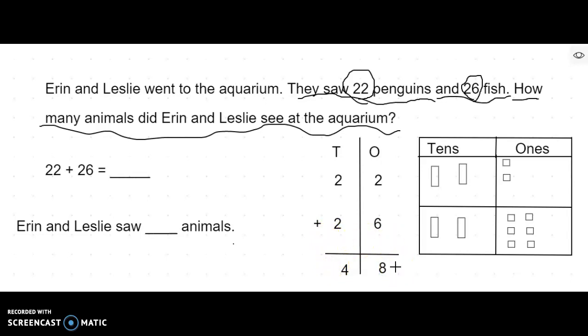Who can tell me the number that is made up of 4 10s and 8 1s? Yeah, it's 48, which means 22 plus 26 is 48, which means Aaron and Leslie saw 48 animals. You guys did so well helping me out with this.